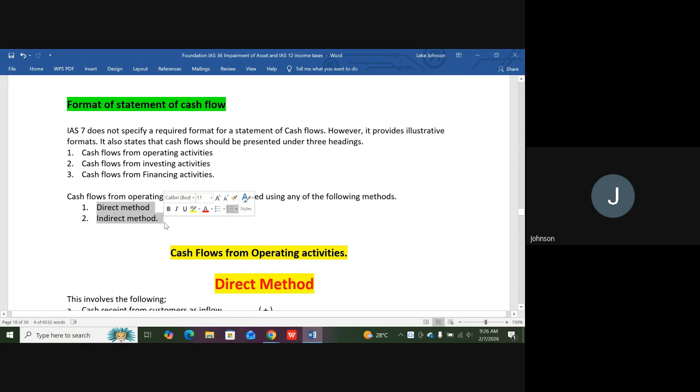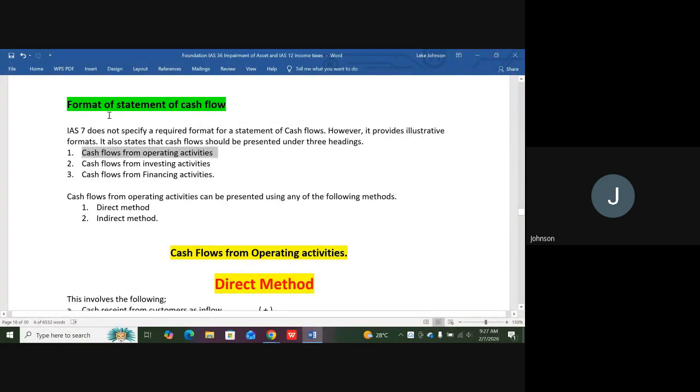The 2 methods are almost the same, except for, so let's go up. You see that here, your operating activities, your investing activities, your financing activities. The only difference between direct method and indirect method is this operating activity. Operating activity is what makes direct method and indirect method different. The same way you are going to treat your investing activity, the same way you are going to treat your financing activity. The only thing that differentiates the 2 methods is your operating activity.